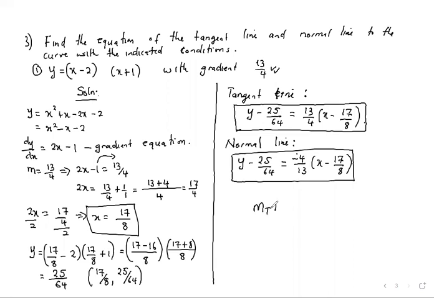So saying m tangent, for it to become negative 4 over 13. Okay, so what we have is that the product of the gradient of the tangent and the gradient of the normal is negative 1. So if we have 13 over 4 here multiplied by m normal is equal to negative 1, it simply implies that m normal is equal to negative 1 multiplied by 4 over 13. So I get negative 4 over 13.